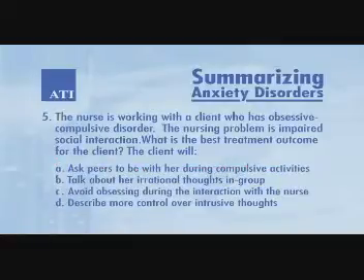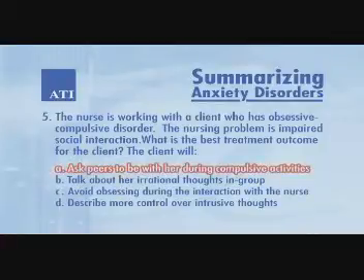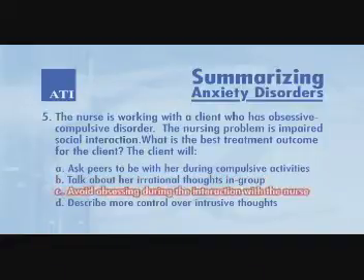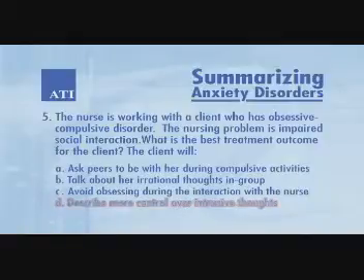Number 5, the nurse is working with a client who has obsessive-compulsive disorder. The nursing problem is impaired social interaction. What is the best treatment outcome for the client? The client will A, ask peers to be with her during compulsive activities, B, talk about her irrational thoughts in group, C, avoid obsessing during the interaction with the nurse, or D, describe more control over intrusive thoughts.